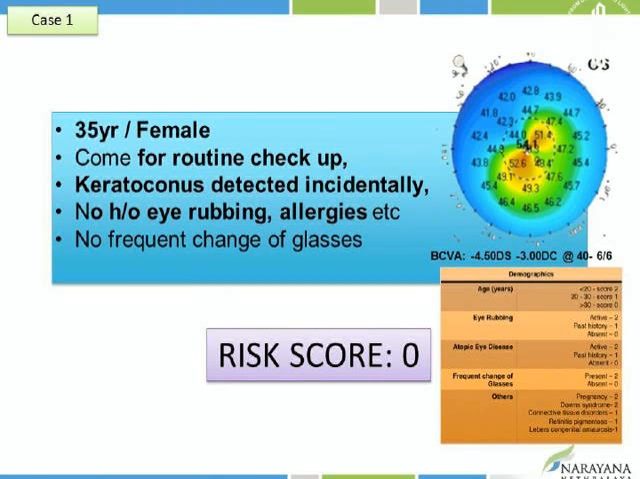If you go to the demographic risk factors, you see according to the age, no eye rubbing, no atopic eye disease, no frequent change of glasses. The risk score for this patient is 0. So coming back to the 5-point nomogram, how would you treat this patient? You would either give this patient glasses or contact lenses based on the contact lens tolerance.